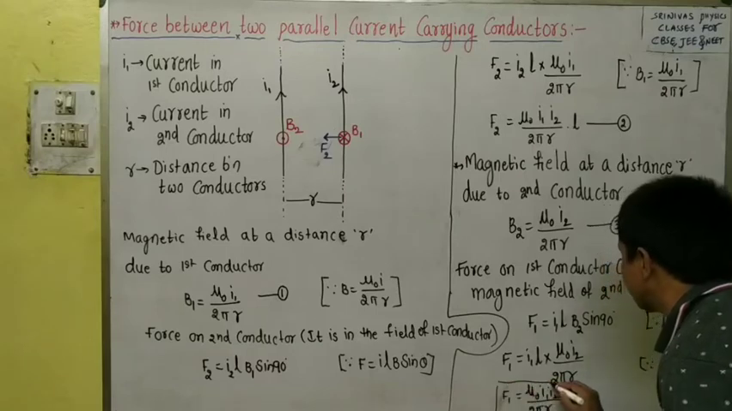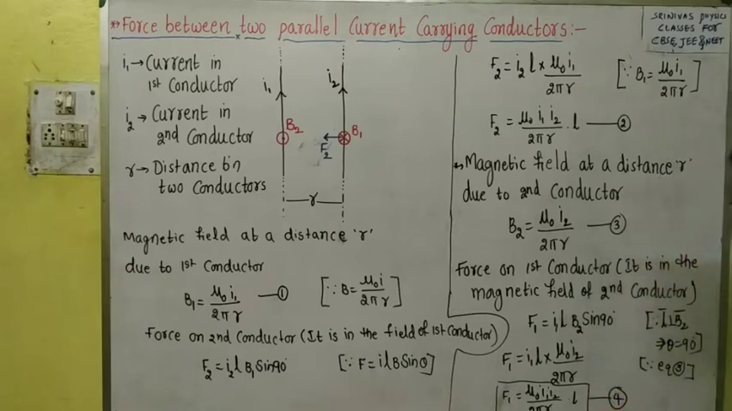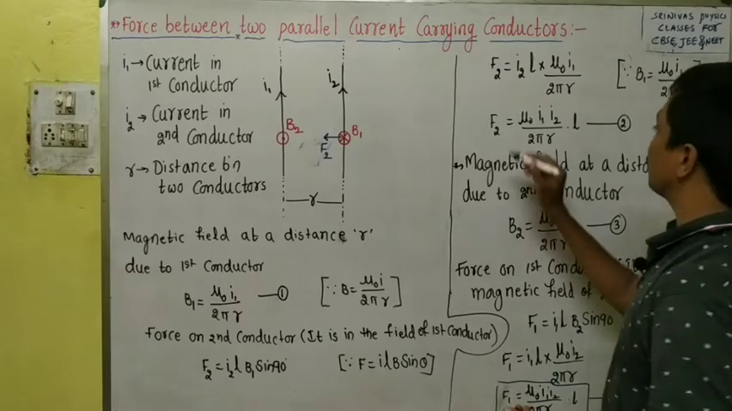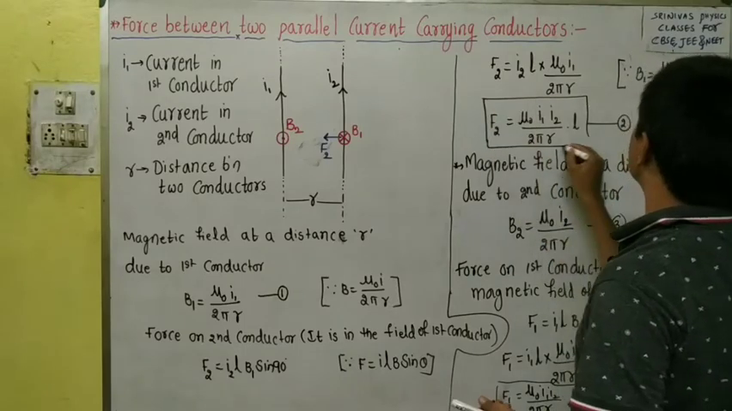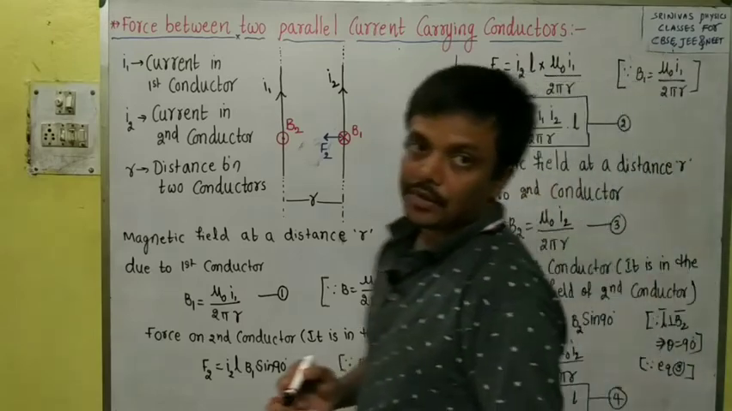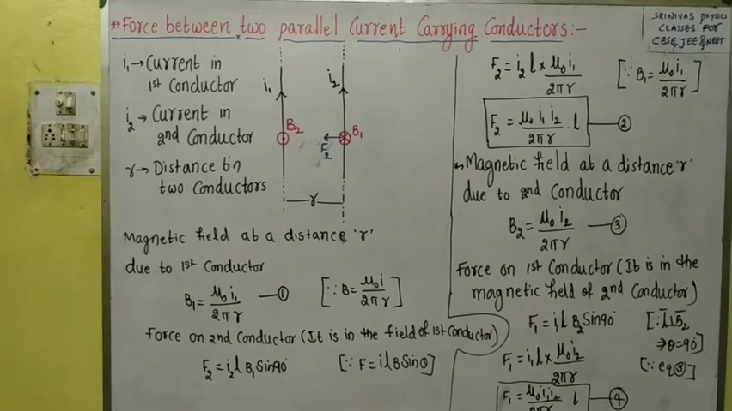This is the force on the first conductor formula. Force on the first conductor, this is equation 4. This is the force on the second conductor, equation 2. Okay, look at here. I want the direction of the force on the first conductor. What is the direction of the force on the first conductor? Okay, how to write the direction of the force on the first conductor?